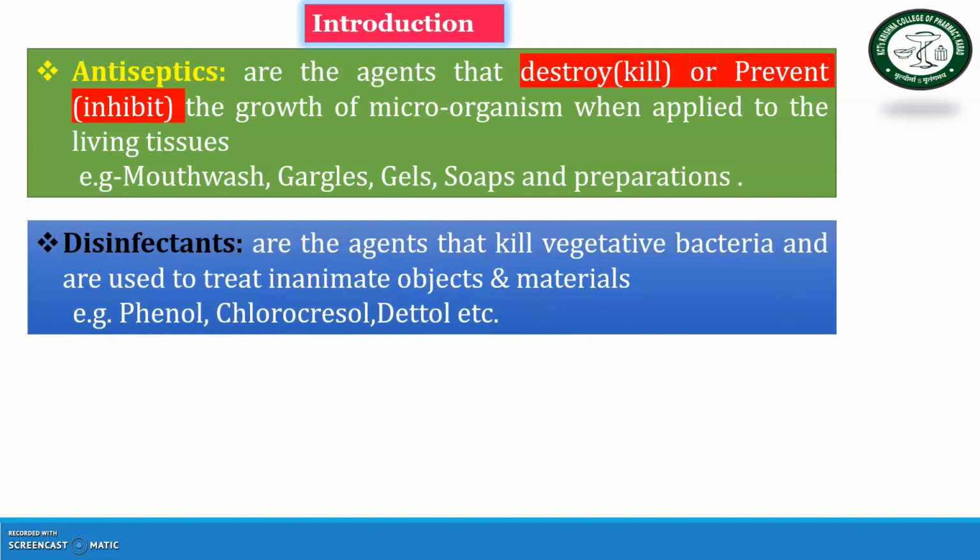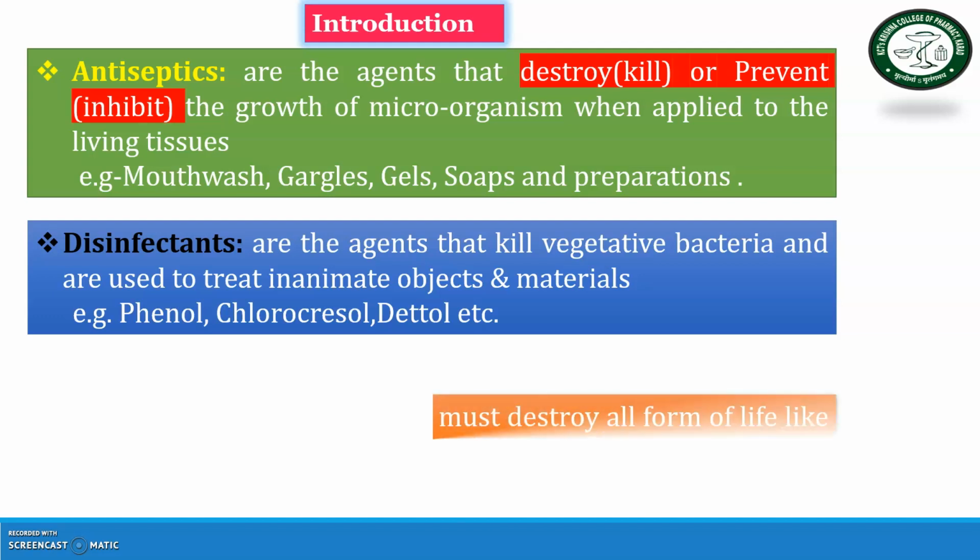After antiseptic comes disinfectant. What is a disinfectant? Disinfectants are the agents which kill the vegetative bacteria and are used to eliminate them from objects and materials. Means these are the drugs which are used only to kill the vegetative type of bacteria. For example, when we clean a surface we use phenol, Dettol, chlorpyrifos. These are different examples of disinfectants.